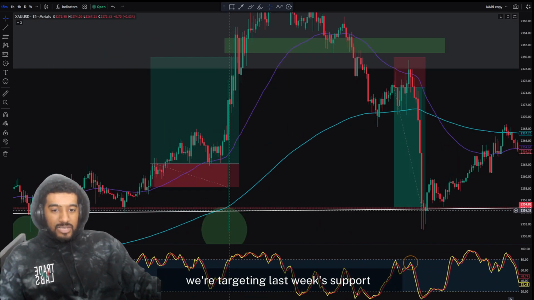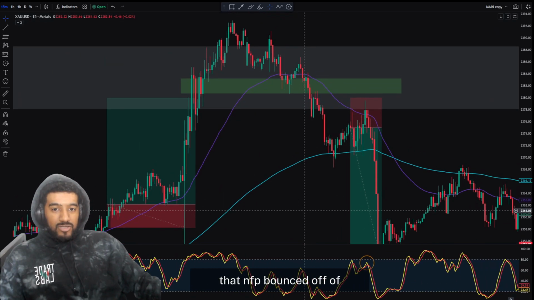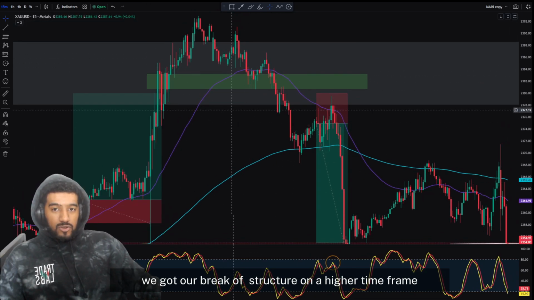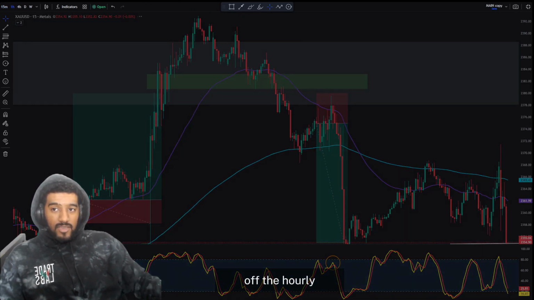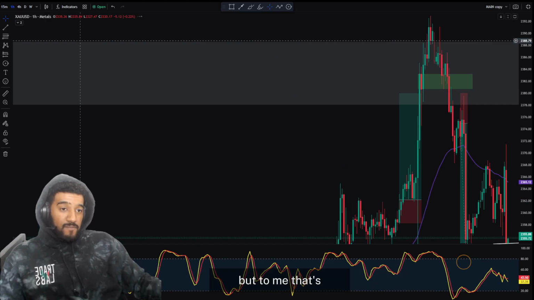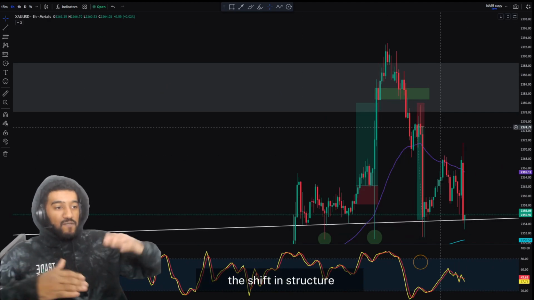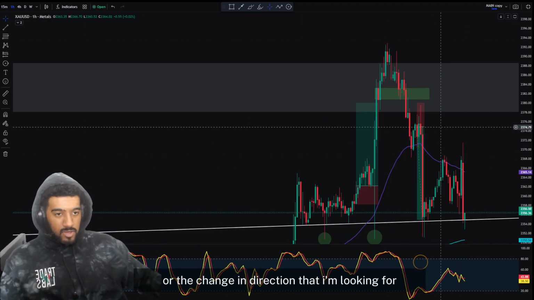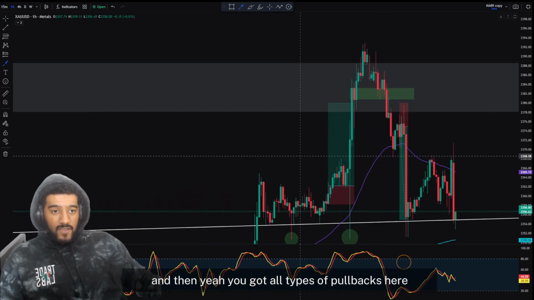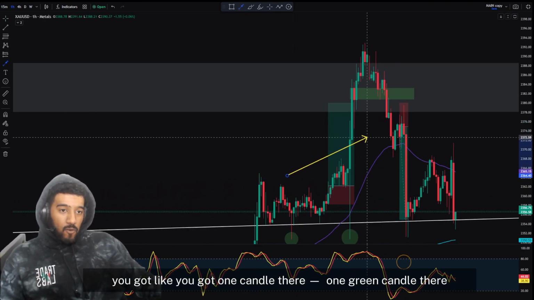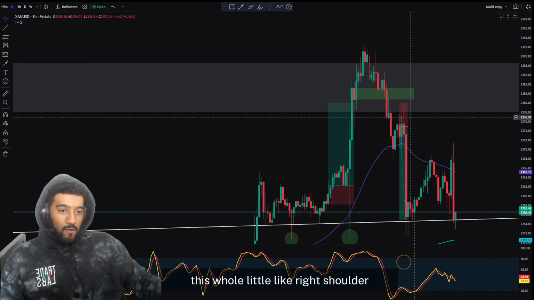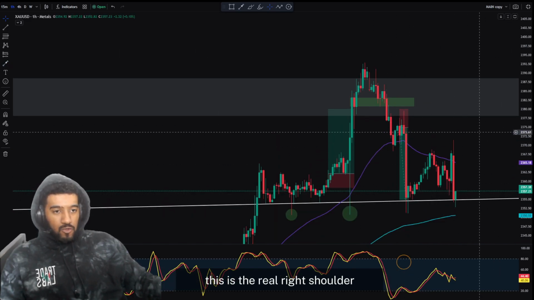We're targeting last week's support that NFP bounced off of. We got our break of structure on a higher time frame off the hourly. I mean, it's not really a higher time frame, but to me that's high enough for the shift in structure or the change in direction that I'm looking for. And then yeah, you got all types of pullbacks here. You got one candle there, one green candle there. This whole little right shoulder. This is the real right shoulder, but this is another one.